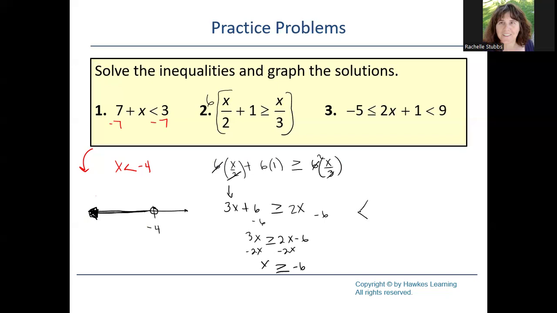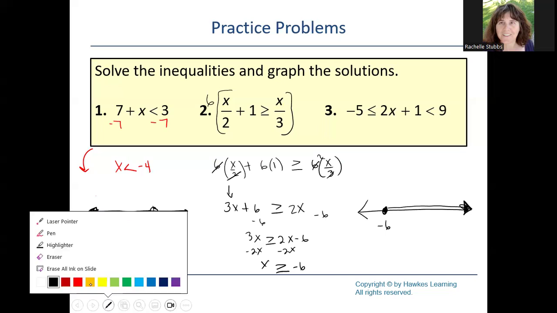So here's my number line for that. I'm going to find the point negative 6. I've got an equal to, so I'm going to make it solid, so it's closed. And x is greater than, meaning it goes to the right of it. And I'll make my arrow telling you that it goes on to infinity, like so.